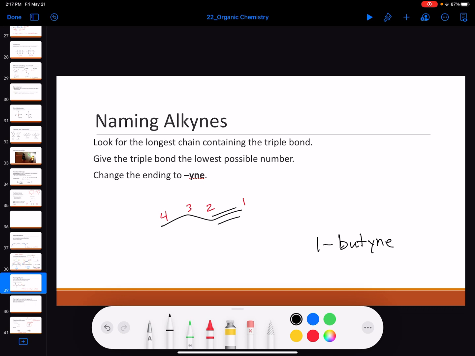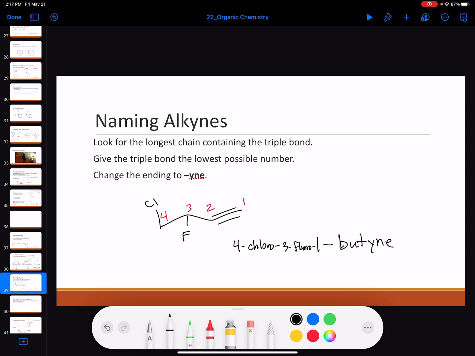And then if I had other substituents, okay, let's say I had a fluorine over here and a chlorine over here, then I would put those at the beginning, right? So this would be a 4-chloro, 3-fluoro. Oh, I'm going to run out of space. Okay, 4-chloro, 3-fluoro, 1-butyne. Okay, all right.